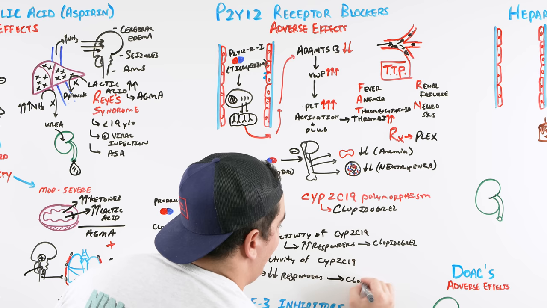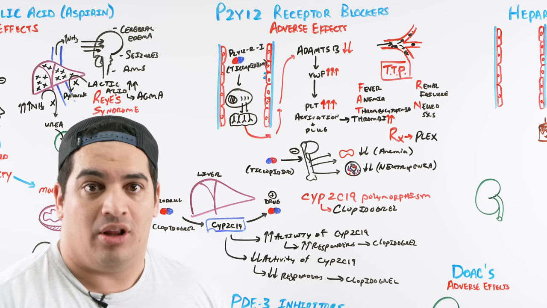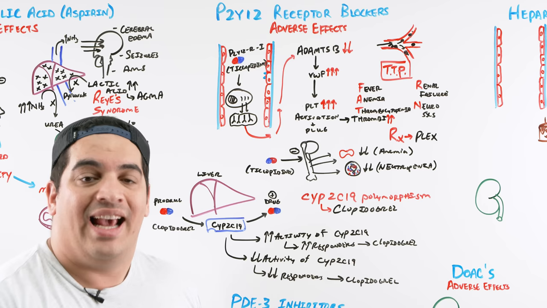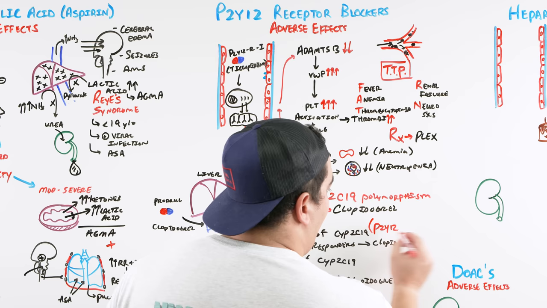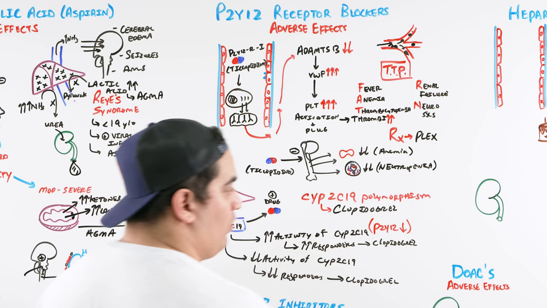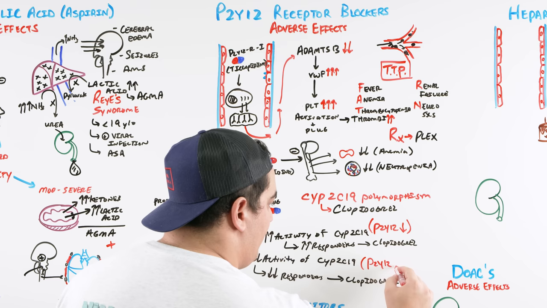How do we really tell this, though? Is there any test that we could utilize? Man, that would be cool if there is, and yes, there is. One of the tests we can utilize to analyze whether a patient is a good responder or a poor responder to clopidogrel, because of this polymorphism in the gene, is a P2Y12 level. I would check their P2Y12 assay. Typically, good responders will have low P2Y12 levels because you're really inhibiting that receptor. If there's decreased activity of this enzyme, their P2Y12 levels will be very high because they're not getting as much inhibition of this receptor.